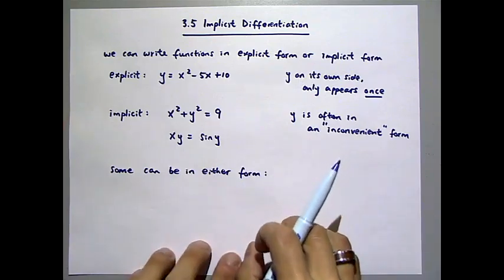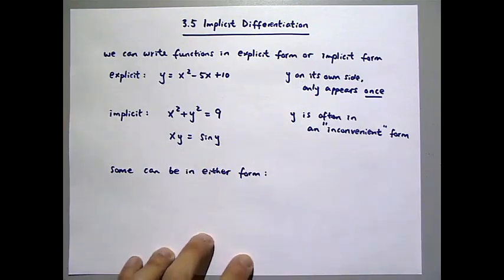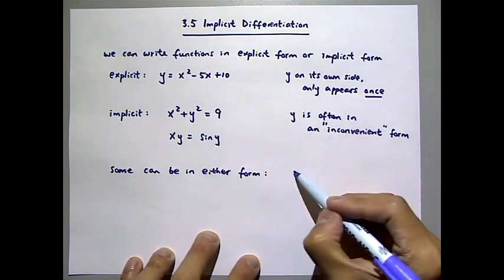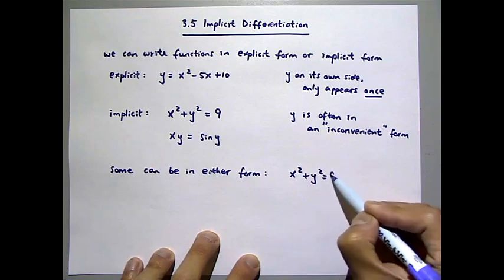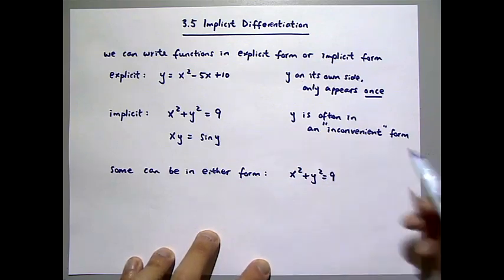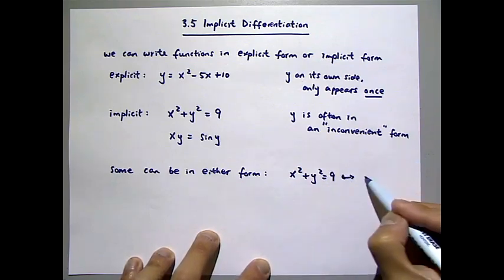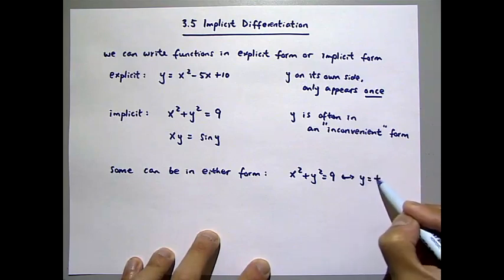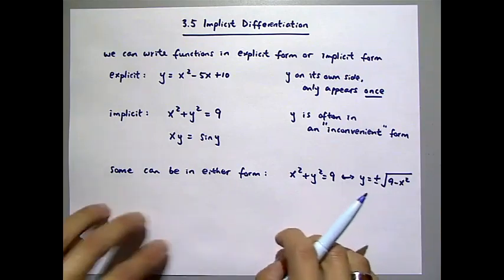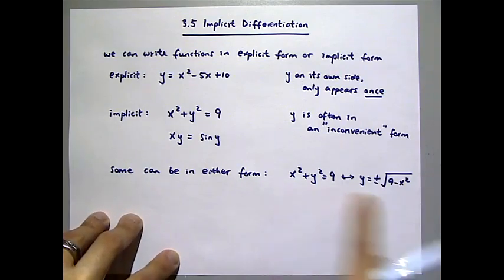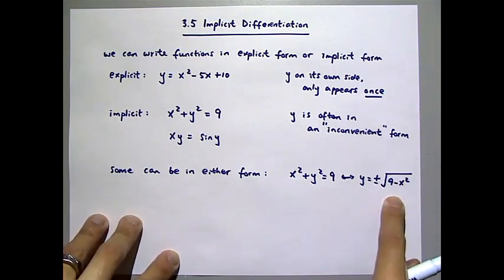Some of these can be expressed in either form, like the equation of a circle, for example. Notice that this one could also be written as y is equal to plus or minus the square root of 9 minus x squared. So I turn it from an implicit form to an explicit form.